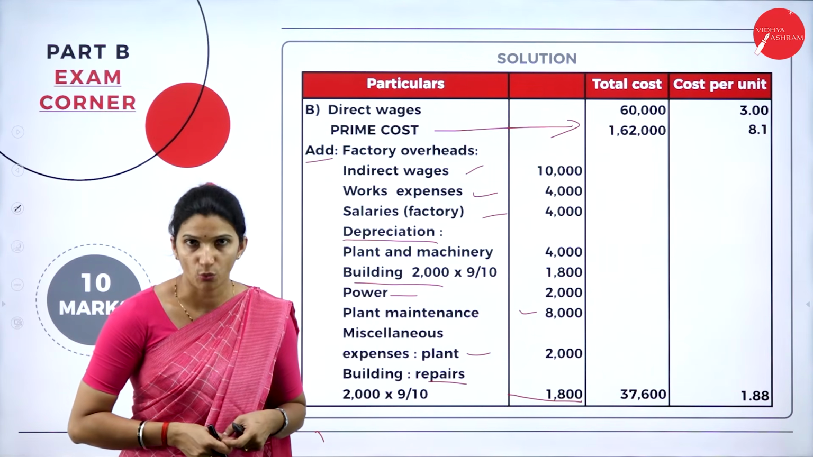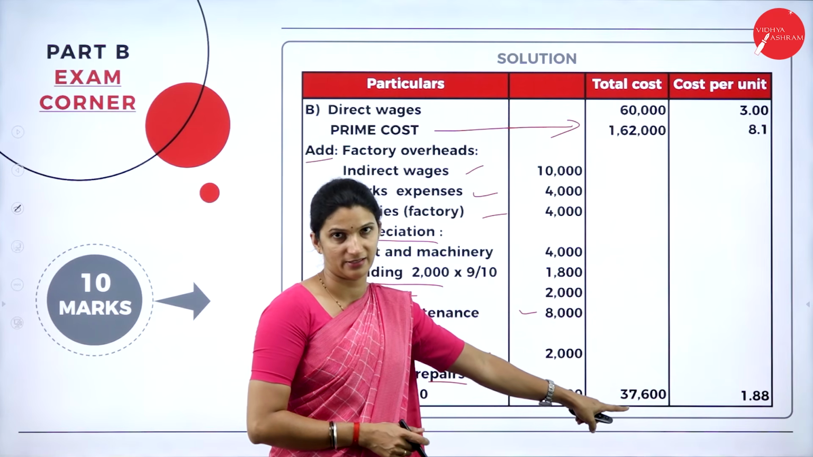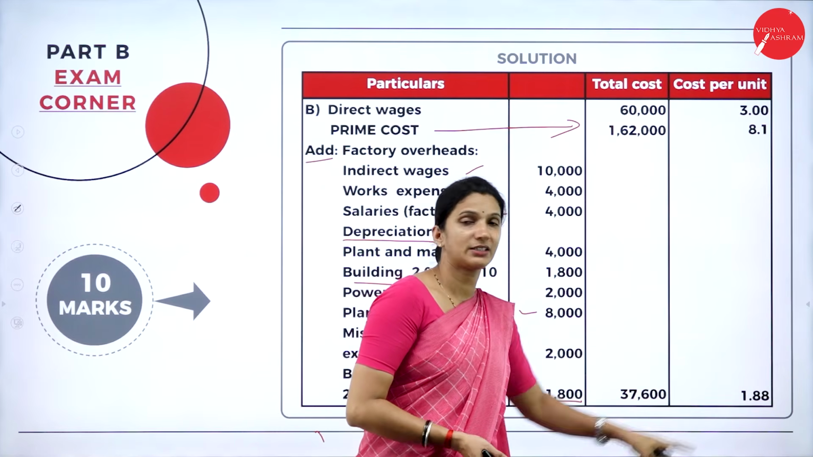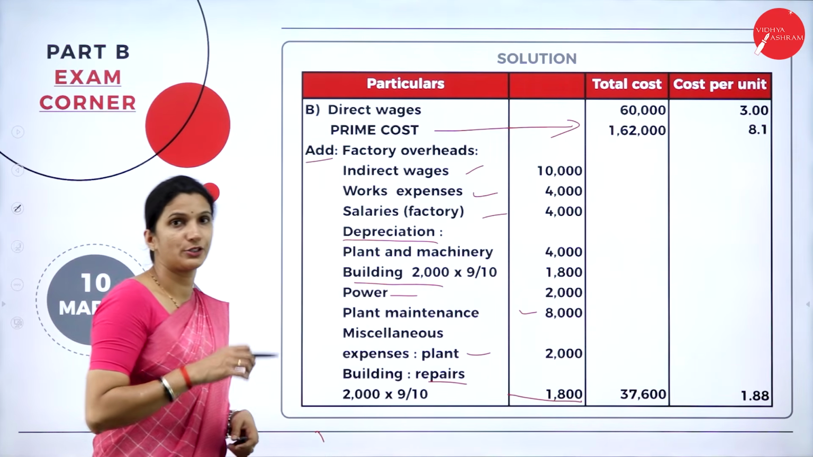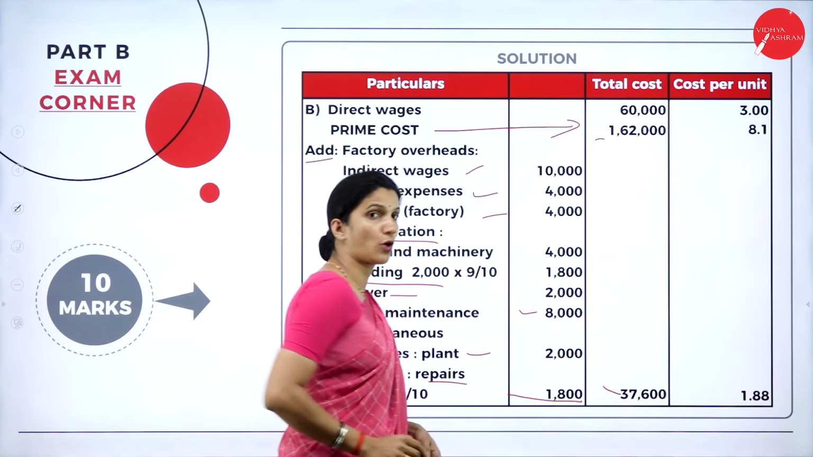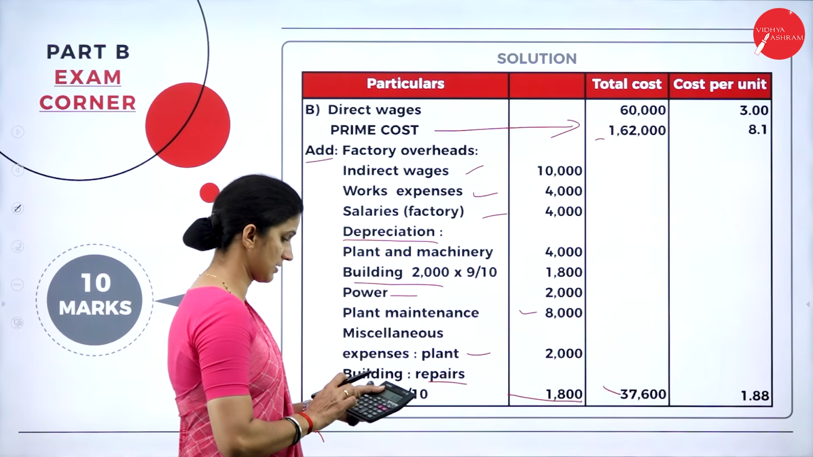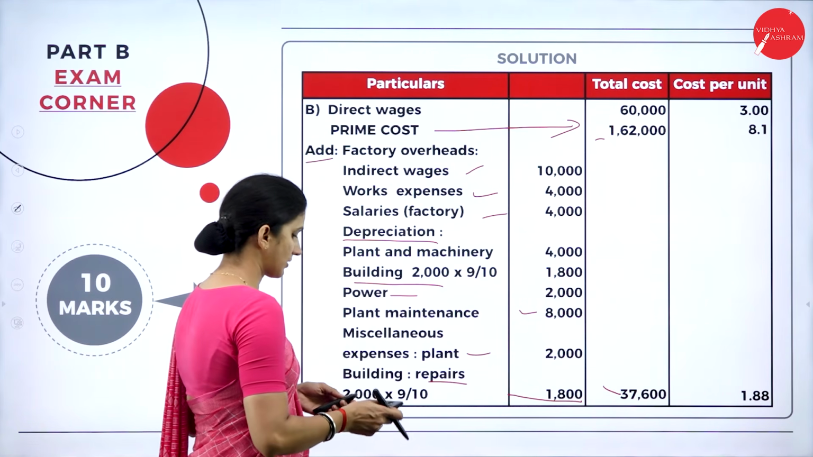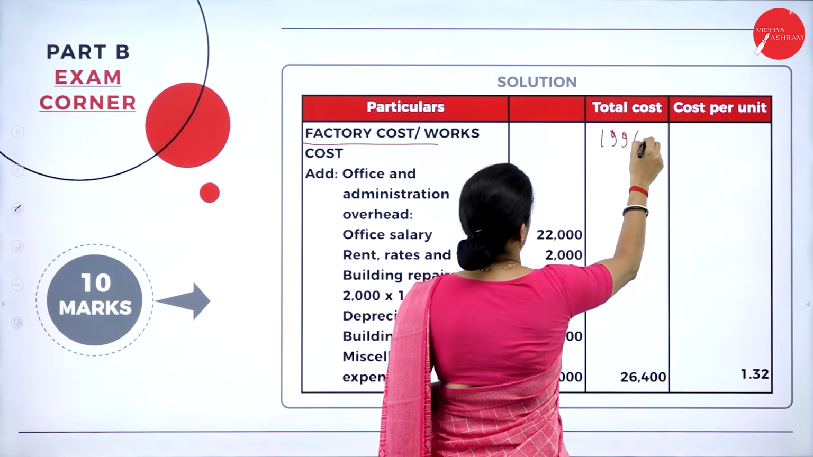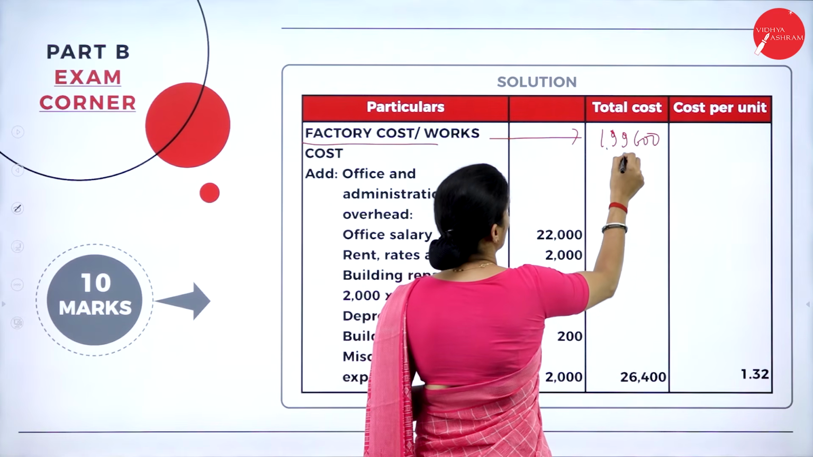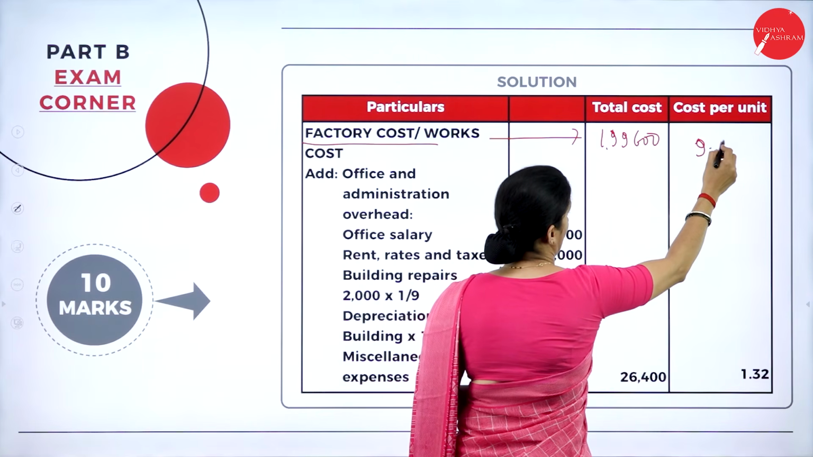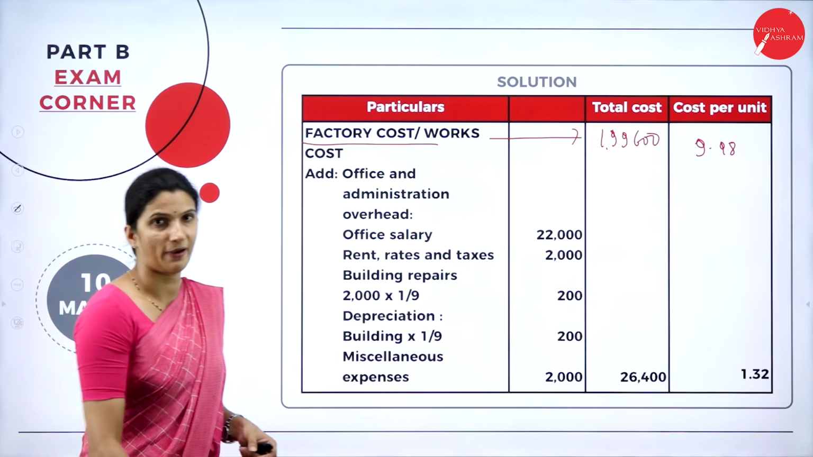Your total factory overhead amount is 37,600. So how do we calculate the per unit rate? 37,600 divided by 20,000, 1.88 is your per unit factory overhead. Then this amount will be added to the prime cost, 1,62,000 plus 37,600. So your factory cost is 1,99,600. Again divided by 20,000, it is 9.98, the per unit factory cost.